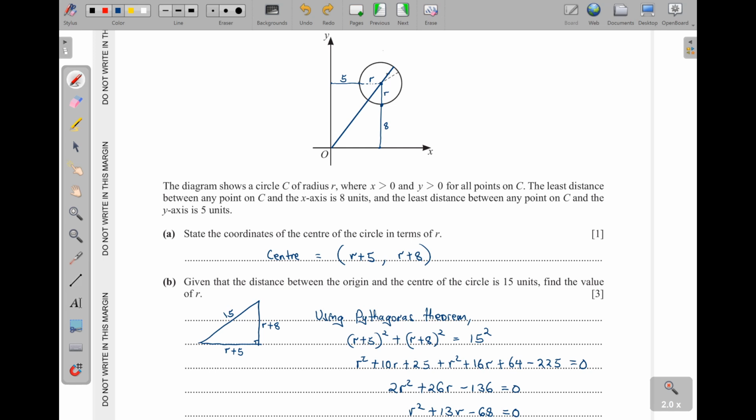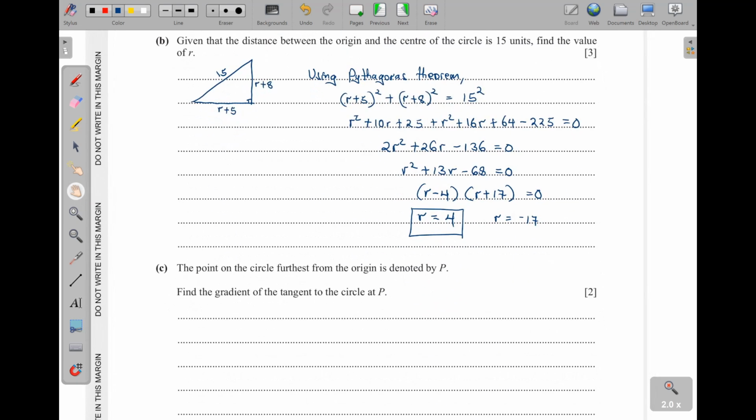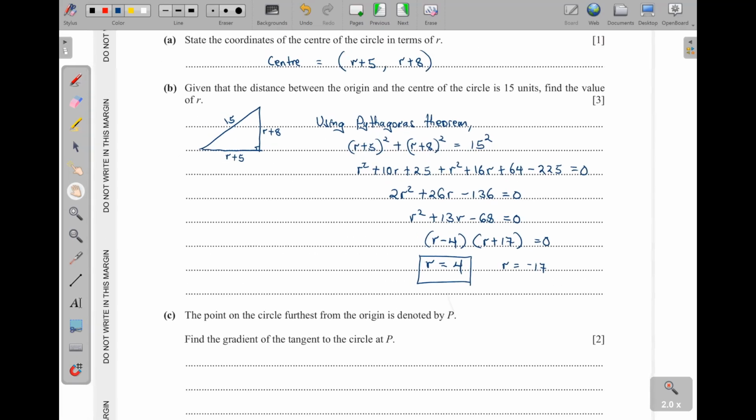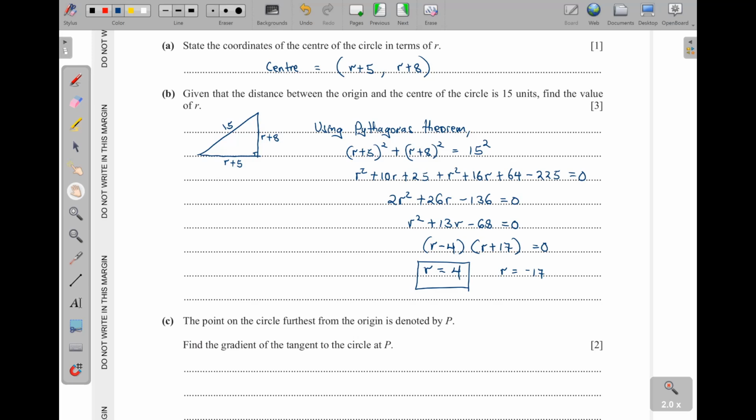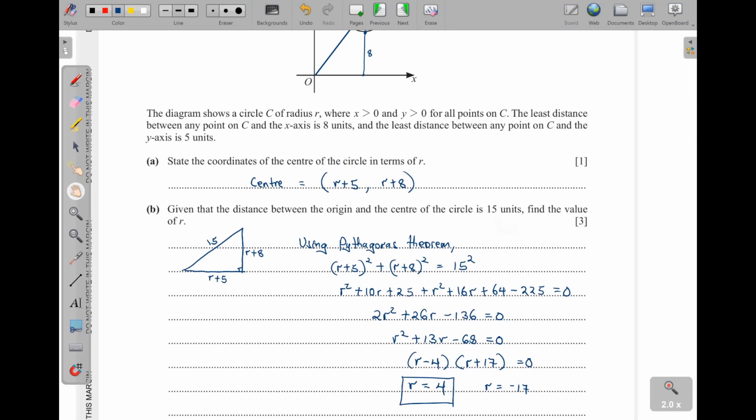Already we know that the tangent at that point P, we need to draw it here. The tangent and the radius are perpendicular. So this is our point P here, and they want us to find the gradient of the tangent to the circle at P.